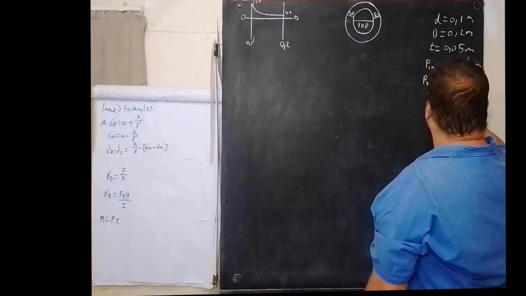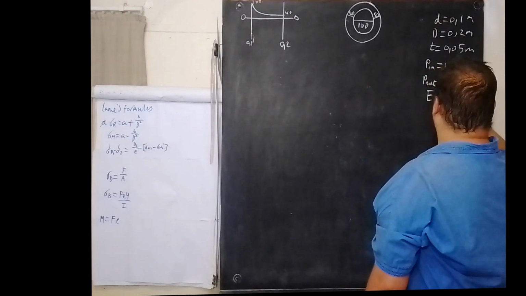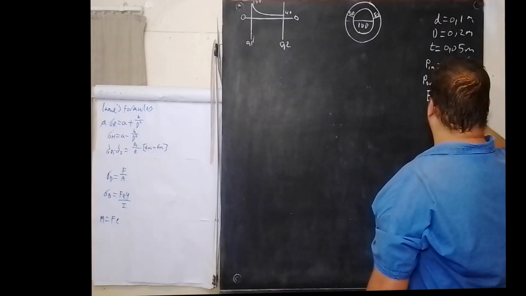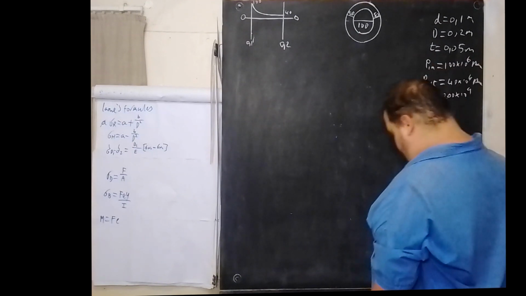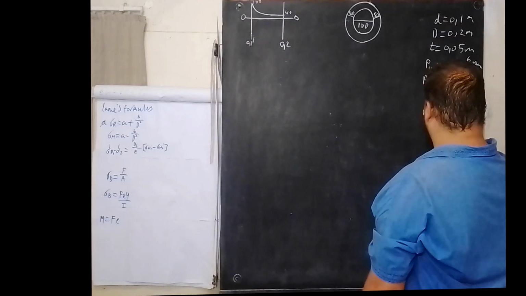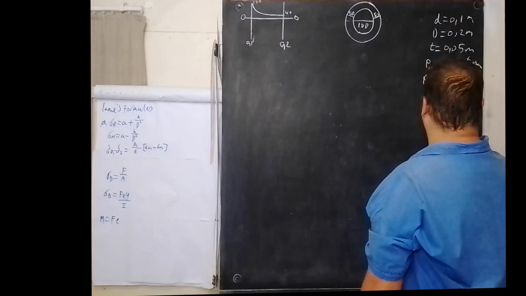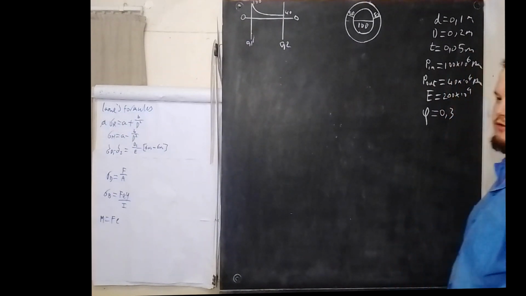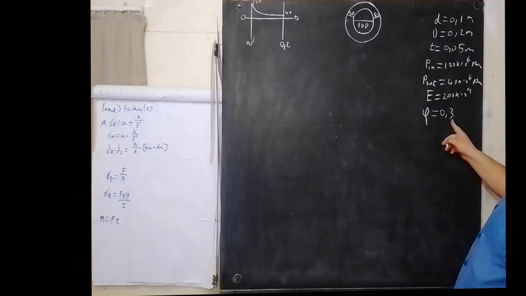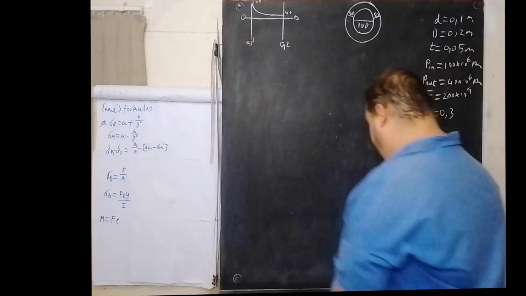Young's modulus equals 200 times 10 to the 9, and our Poisson's ratio equals 0.3. It has no SI unit. Poisson's ratio has no SI unit because it is a ratio. No ratio has an SI unit associated with it. Okay.